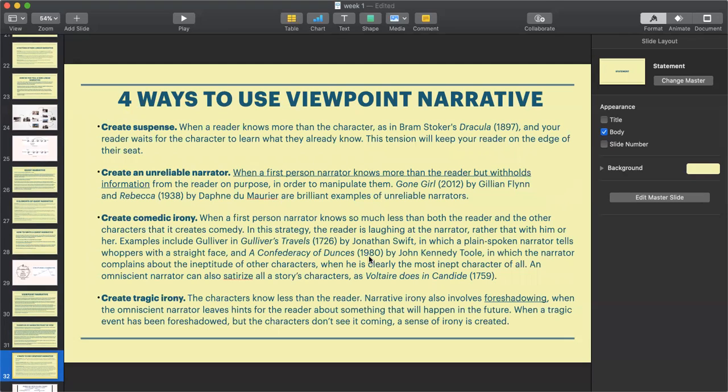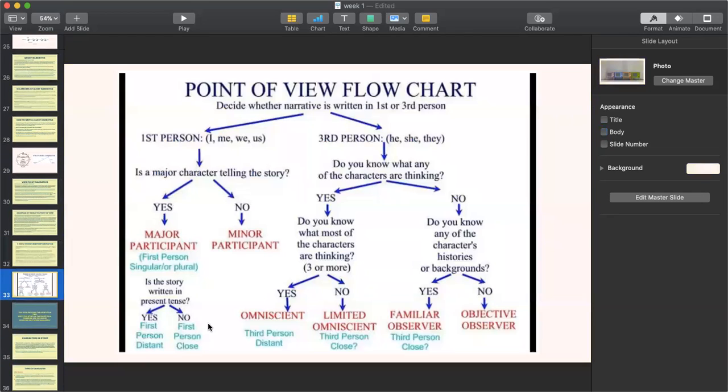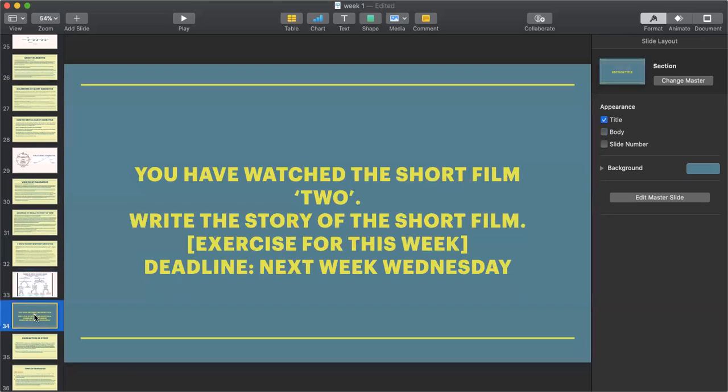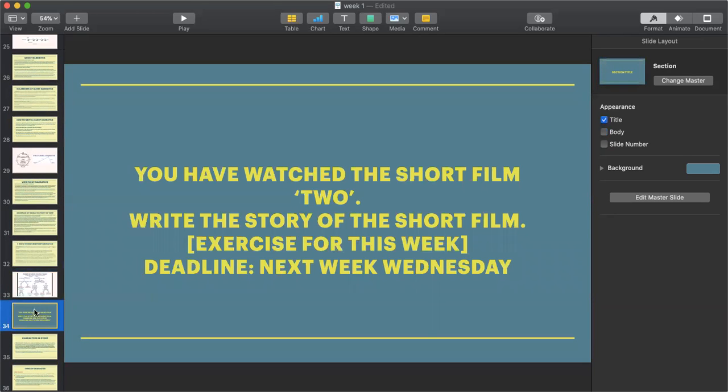Create irony, comedic irony, like someone is doing something very, very funny, but they don't know. Create tragic irony when the character knows less than the reader. We know what is going to happen and we see the character going towards it, but we cannot stop it. So that is what viewpoint narrative is. Okay. So viewpoint narrative is not so commonly used. It's a very complex type.